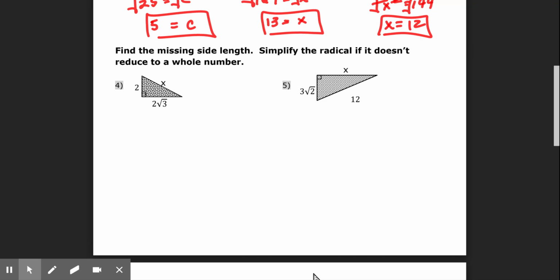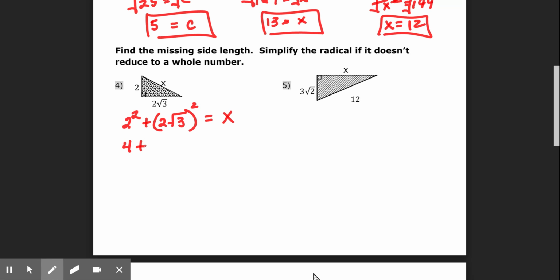Okay, now let's take a look here. We have radicals given on some of the lengths of the sides of this right triangle. So it says find the missing side length. Simplify the radical if it doesn't reduce to a whole number. So we have a squared plus b squared equals c squared. So we're going to do 2 squared plus 2 square roots of 3, and all this is going to be squared, equals x. So 2 squared is 4.